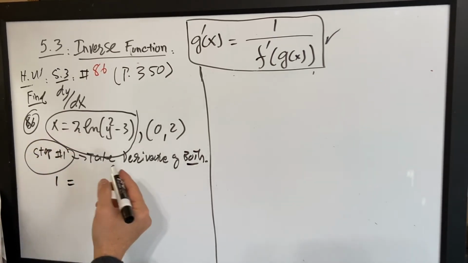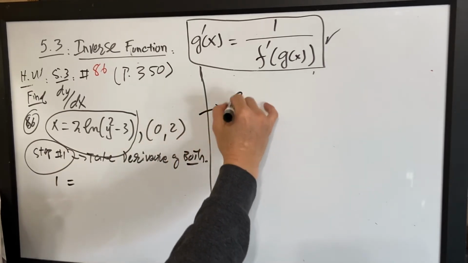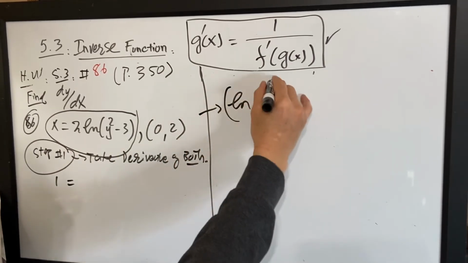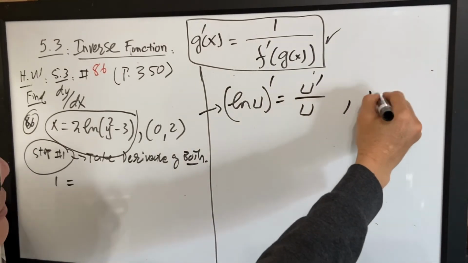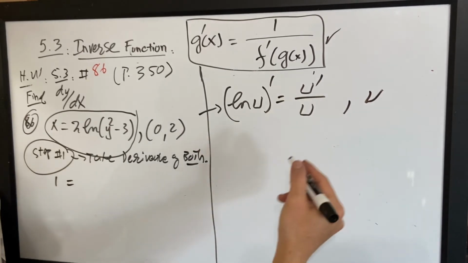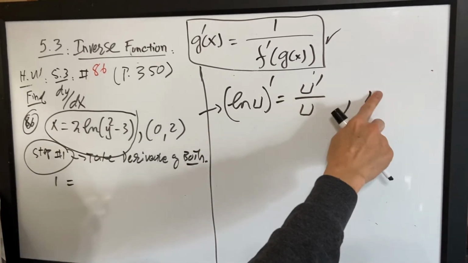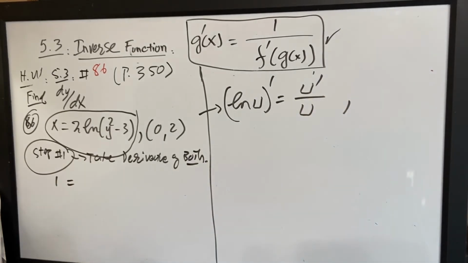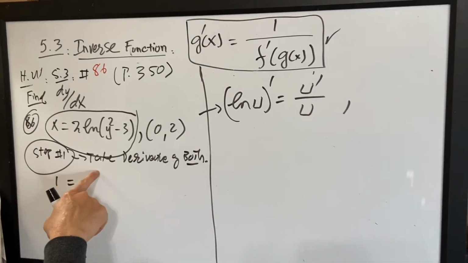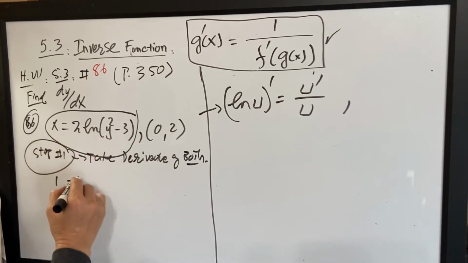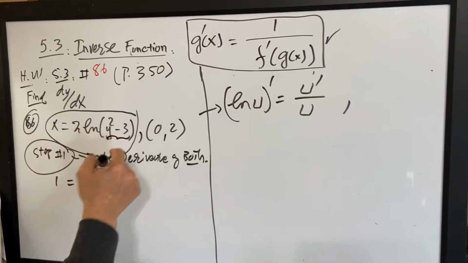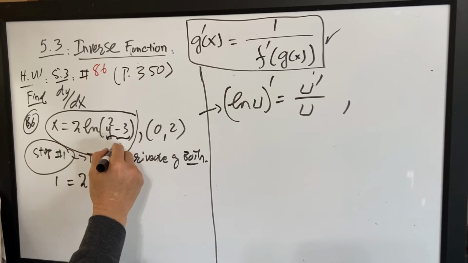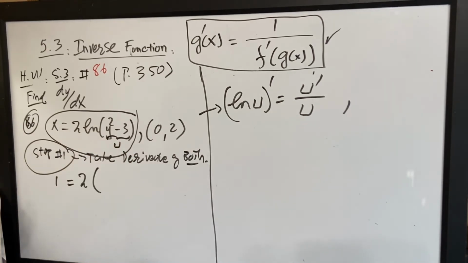Let me remind you that the derivative of ln of u equals what? u prime over u, correct. Very good. The 2 is a constant, leave it out there. This is ln of the whole thing. Look carefully: the whole thing right here is u. So u prime over u.